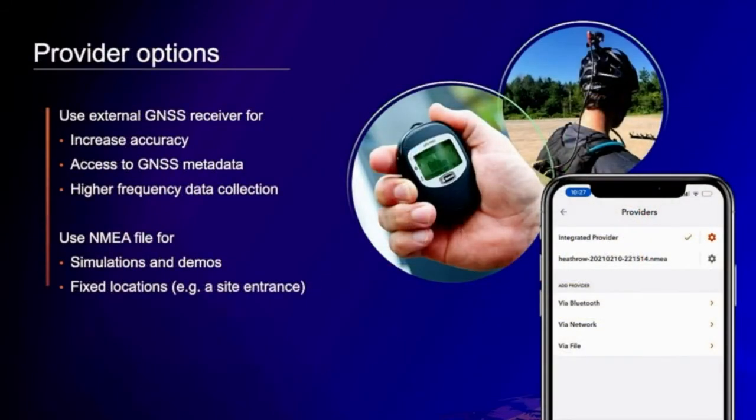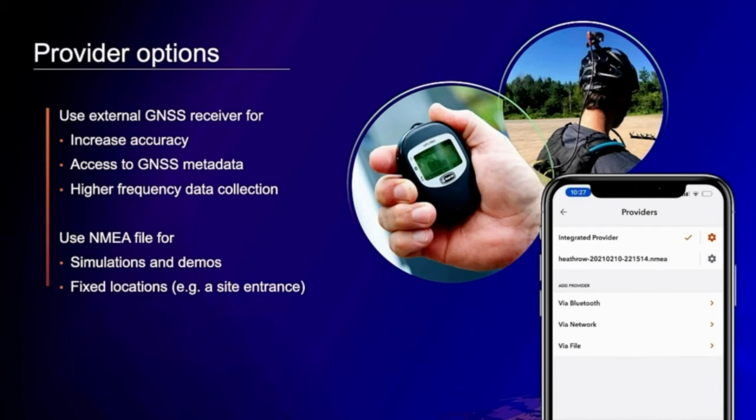This is more of an app level setting, but worth a mention nonetheless. Users can change the provider used to get their location. By default, the app is configured to use the integrated provider, i.e. your phone's internal GPS. But they can change it and connect to external receivers, and external receivers are pretty useful if you want to increase your accuracy to, say, sub-centimeter, or if you want to get access to the GNSS metadata, things like PDOP, or if you want to increase the frequency of location updates.